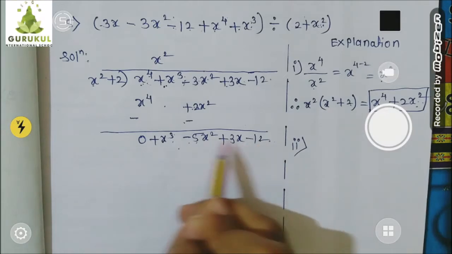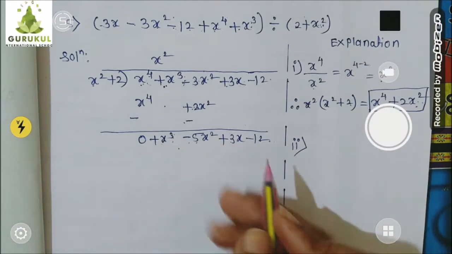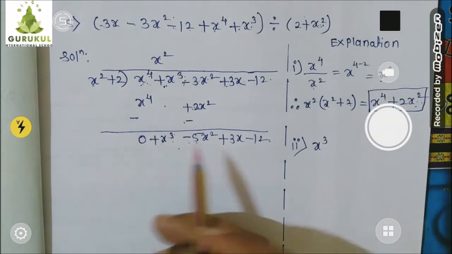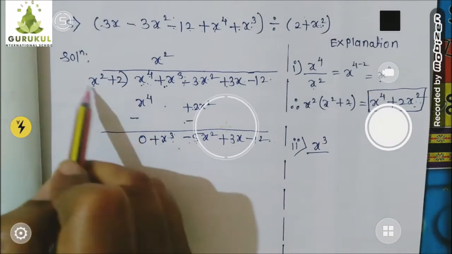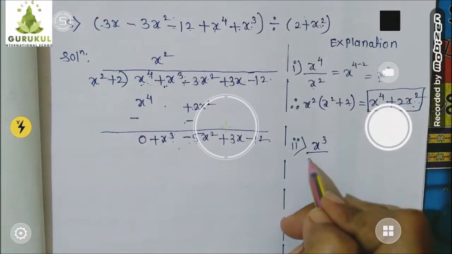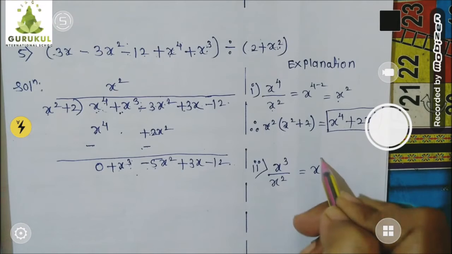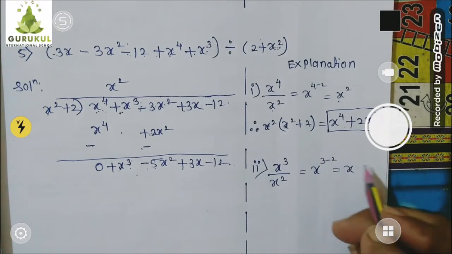Which is the highest power? x raised to 3. So which term contains the highest power? x raised to 3. So that term I will take for division. It is plus x raised to 3. So I have taken this, divided by the term that contains the highest power in the divisor. x raised to 2. So divide it. Now you know very well how to divide. x raised to 3 minus 2, that is x raised to 1.